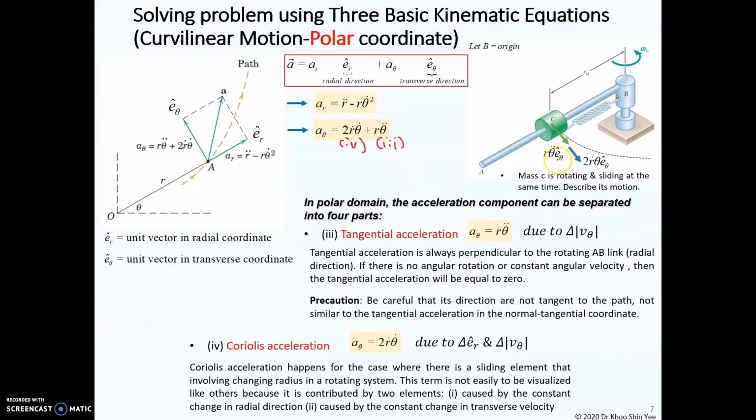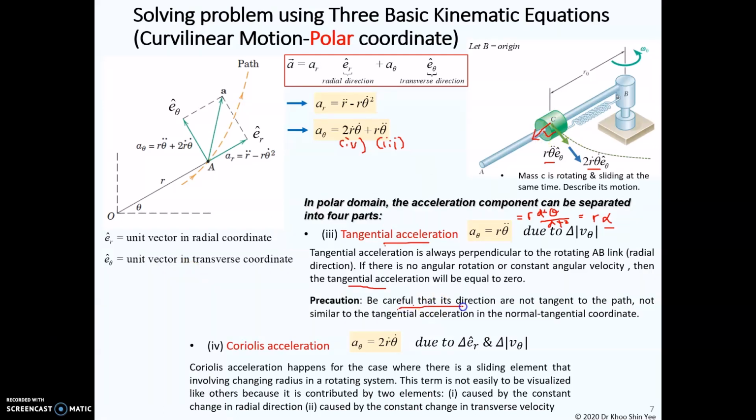We have the tangential acceleration and the Coriolis acceleration in the transverse direction. You can find the tangential acceleration by using the formula R theta double dot. Theta double dot is equal to d squared theta divided by dt squared, and is also called the angular acceleration. If the mass C does not rotate, or it rotates with constant angular velocity, you will obtain zero angular acceleration. So, if there is no rotation or constant angular velocity, then the tangential acceleration will be equal to 0. The direction for the tangential acceleration is always 90 degrees to the radial direction.